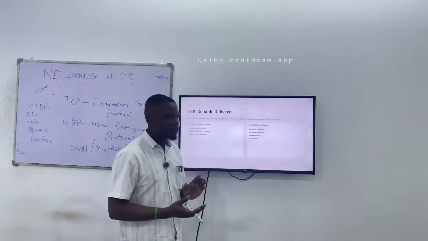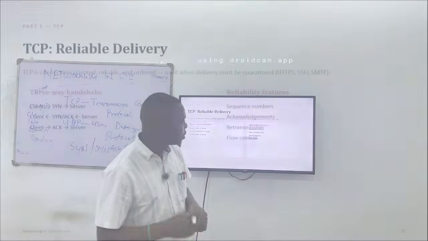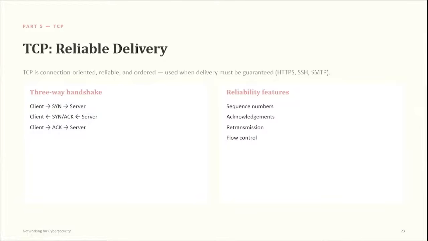Is it clear? Then reliability features. How is it reliable? Sequence numbers, acknowledgements, retransmission, and flow control. Meaning, the conversation continues. We keep talking. Any question, if I move?